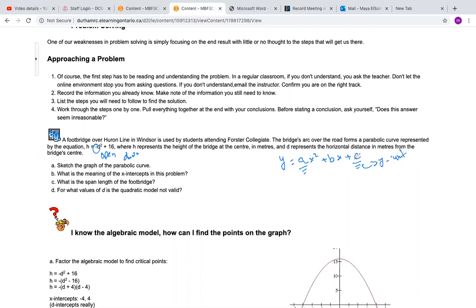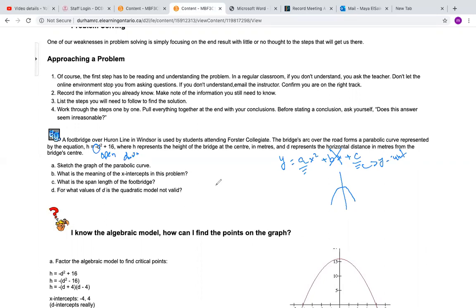So remember that the number with no letter is your y-intercept. In this case, I don't have that middle term. I have the first term and the last term, and I know that a is negative, so I know it's going to open down, and I know that the y-intercept is going to be at 16.